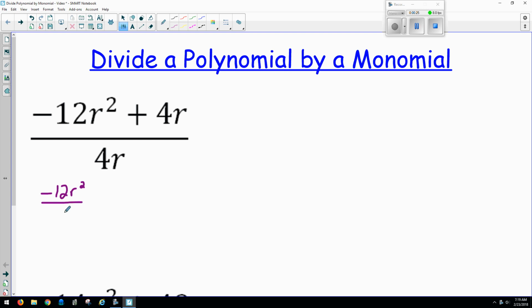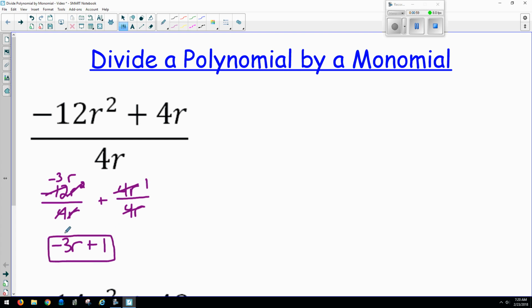So I have negative 12r squared over 4r plus 4r over 4r. And now we're just going to simplify just like we divided monomials a little while back. So I'm going to divide out a 4 with the negative 12, and I would have negative 3. Divide out the r with the r squared, and that would just leave me with r. So I have negative 3r left over from the first term. Bring down the plus. 4r divided by 4r is just 1. And that's it.